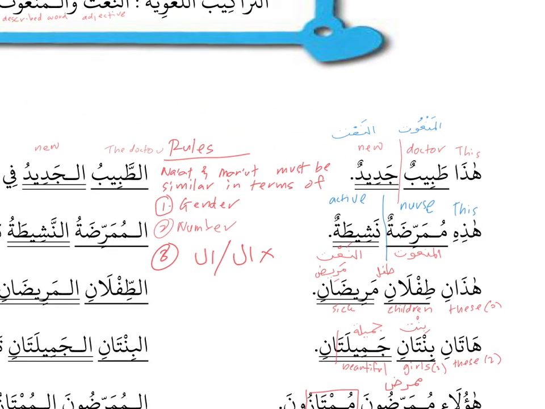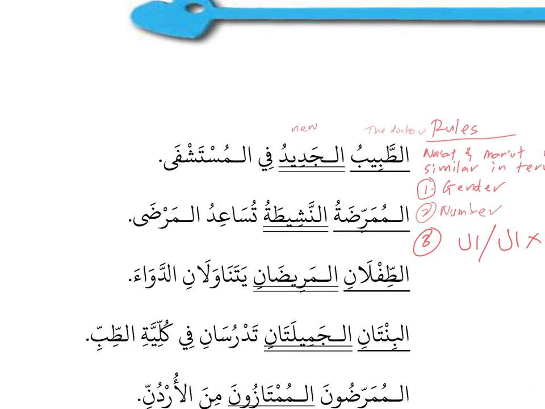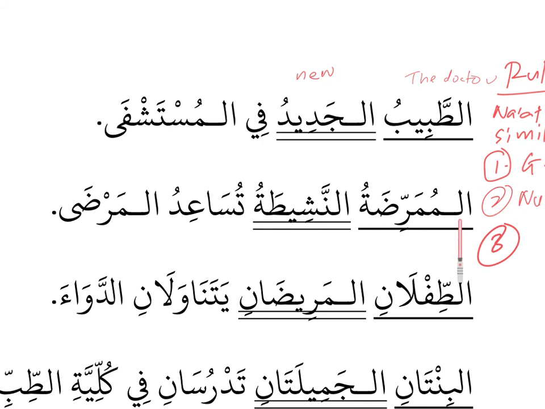You look at whether the word has alif lam or not. If there is no alif lam, then the adjective is without alif lam. But if the word is with alif lam, the adjective normally comes with alif lam. That is the third rule. Let us look at the second example. Al-mumarridatun nashita, the active nurse. The same phrase that we have seen earlier. You look at the word al-mumarridah. Here it comes with alif lam. Therefore, the adjective also comes with it.